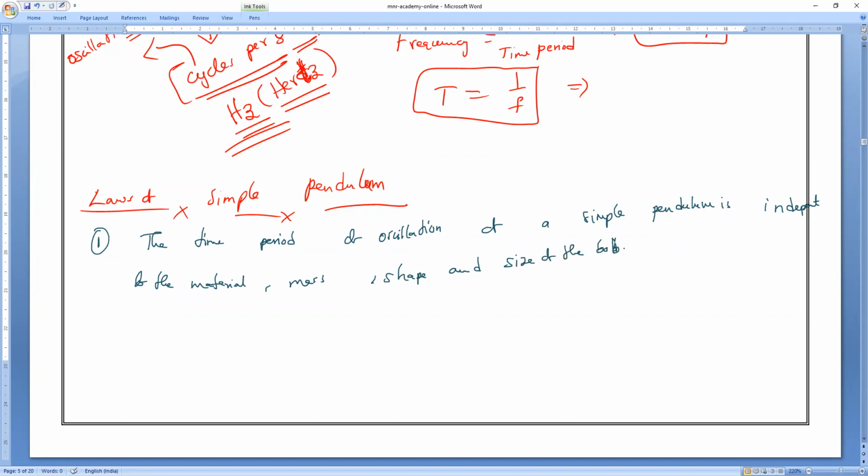So bob mass, bob material, bob size never decides the time period. Do you understand, everybody? Only one will decide the time period. What is that? Length of the string. Okay. Length of the string only will decide the time period, whatever the bob you put, more mass, less mass, different shape, different material, doesn't matter.